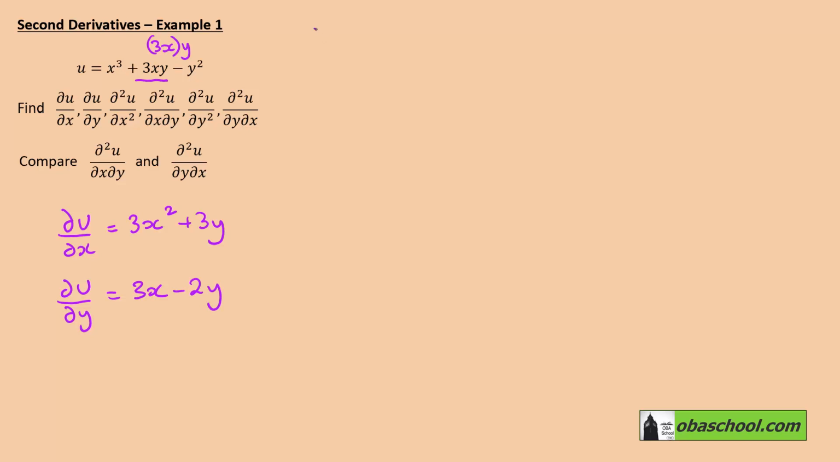So from there, let's do d2u dx squared. So that means differentiating this one again with respect to x. The second term we can see is just a constant now, and 3x squared would differentiate to 6x. Let's do this one and do d2u dy squared. And the first term is a constant, and the second term would differentiate to negative 2.